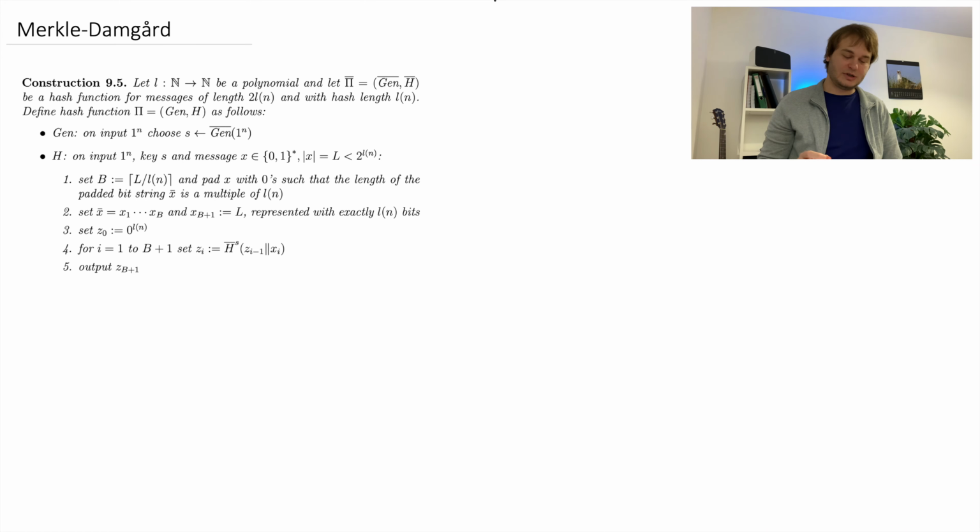Hi, let's talk about Merkle-Damgård. So the scenario that we have is we have a hash function for messages of length L of n with a hash length of n, and we essentially want to have a hash function for arbitrary length messages. And we basically do this in two steps.